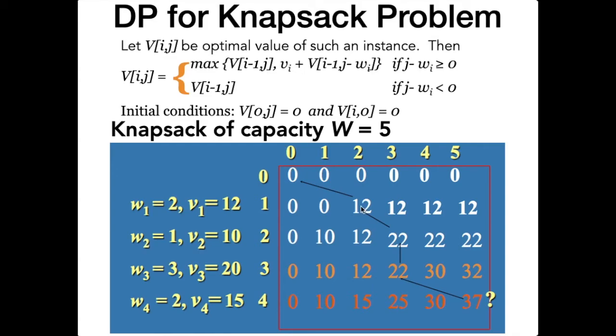So, to summarize, we included item number 4. We didn't include item number 3. We include item number 2. We include item number 1. So, the content of the knapsack is 1, 2, and 4. And if you get the sum, 12 plus 10 plus 15, it should be equal to 37. Yan. So, that's how you obtain the composition of the knapsack with total value of 37.